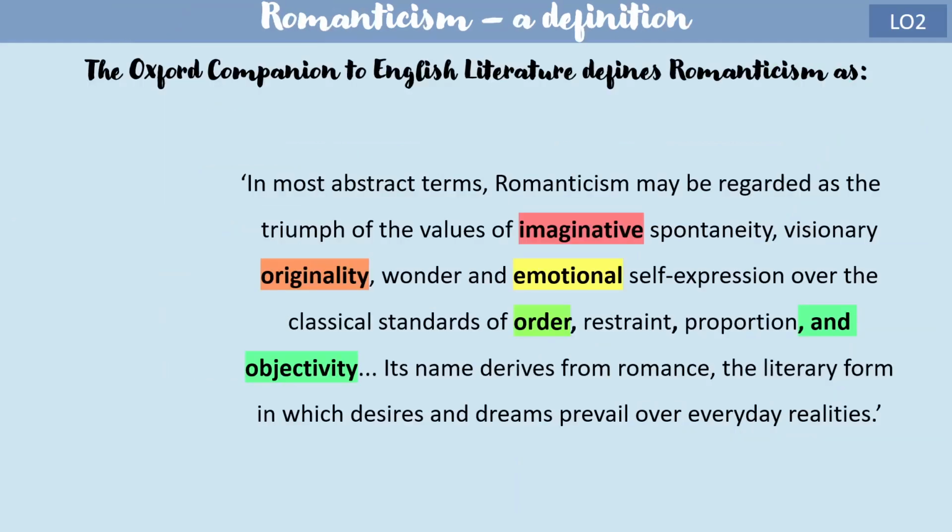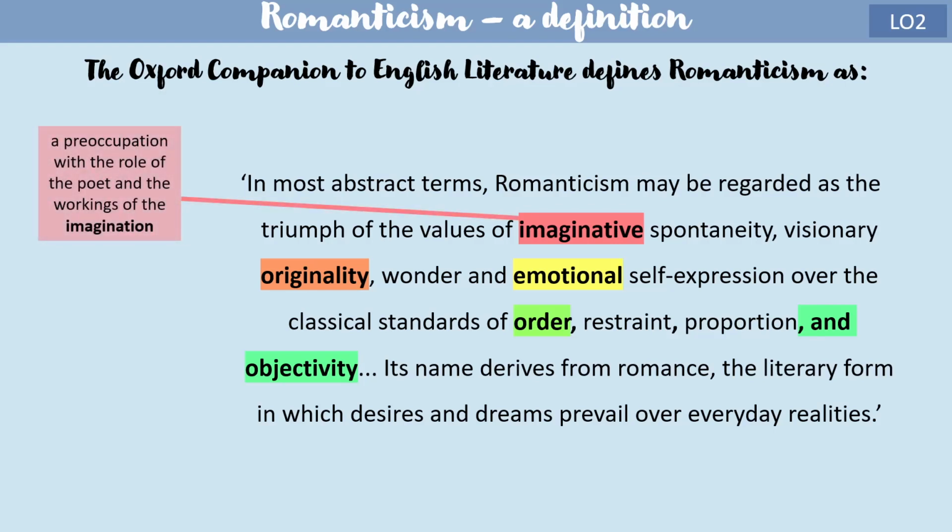So let's move on to our second objective of today, looking at the definition of Romanticism. So the Oxford Companion to English Literature defines Romanticism as, in abstract terms, Romanticism may be regarded as the triumph of the value of imaginative spontaneity, visionary originality, wonder and emotional self-expression over the classical standards of order, restraint, proportion and objectivity. Its name derives from romance, the literary form in which desires and dreams prevail over everyday realities.